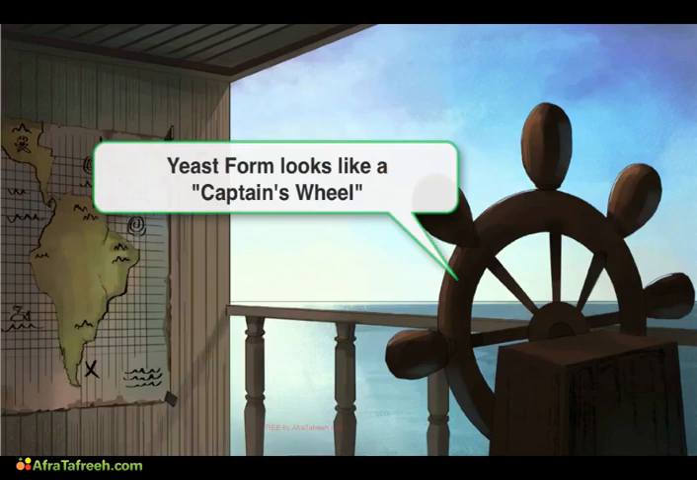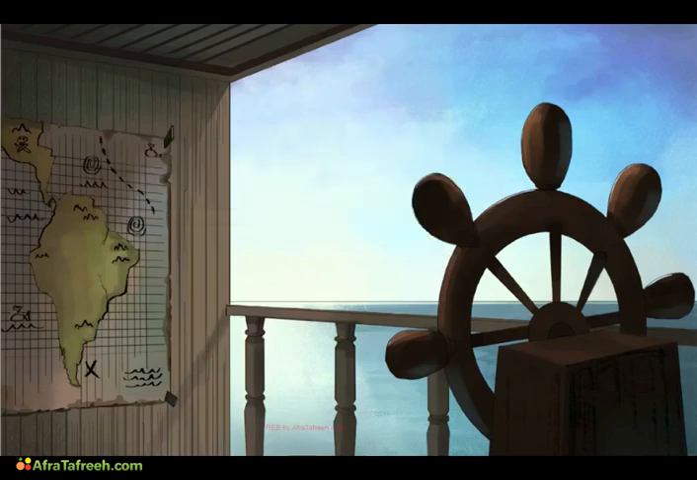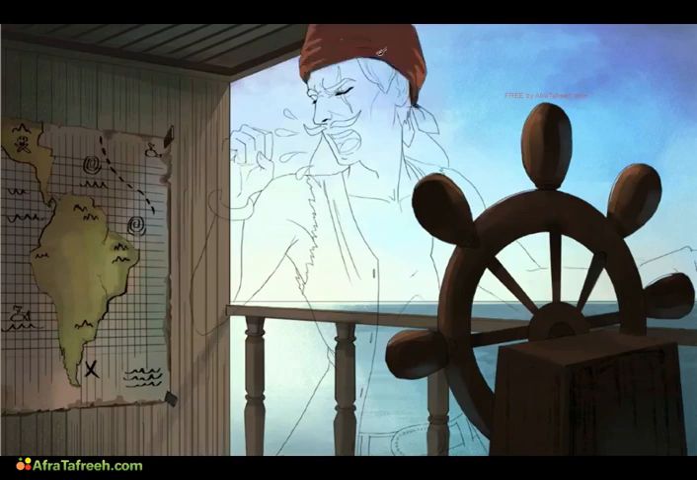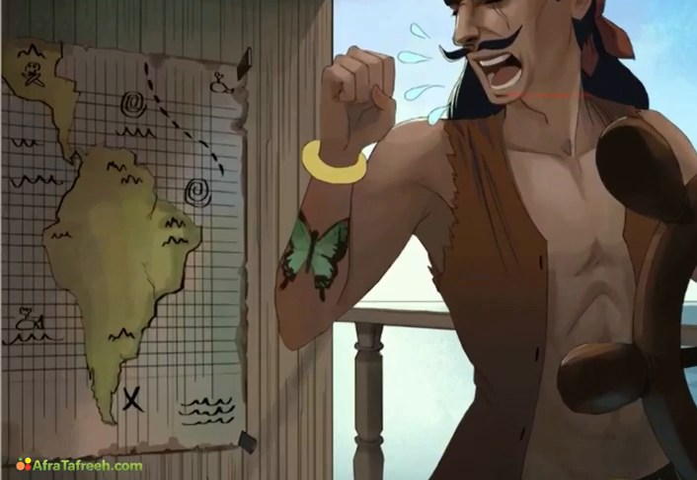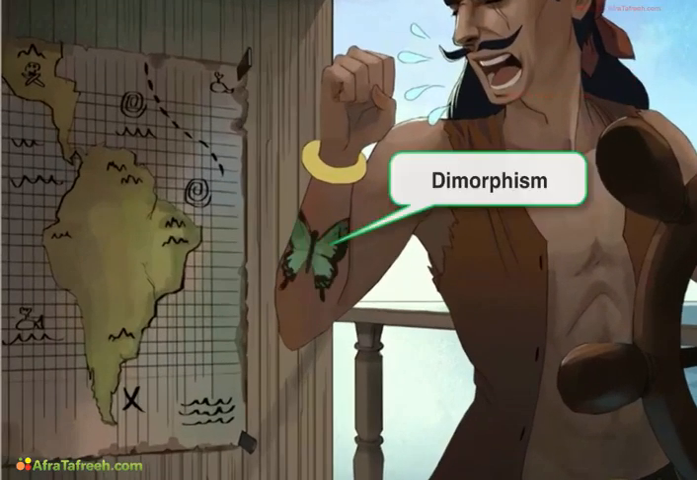If there's a yeast form, then there must be a mold form. And there is. So that makes this fungi dimorphic, just like all the other systemic mycoses. They take the mold form in the environment and assume the yeast form in the body, mold in the cold, yeast in the heat. We'll draw in our pirate now, and we'll give him this butterfly tattoo.